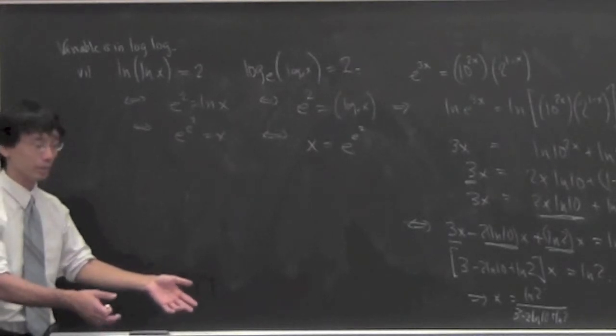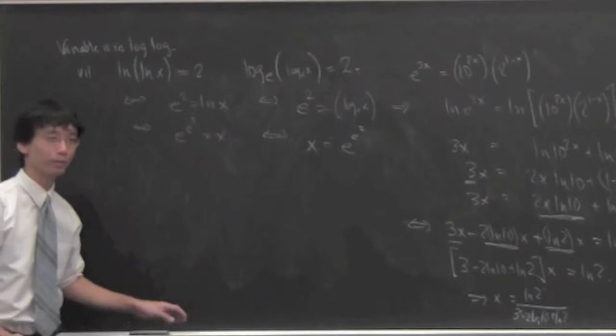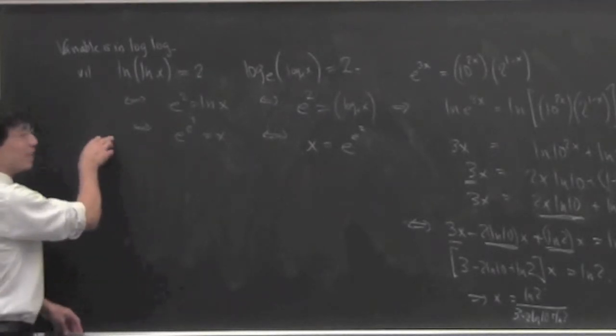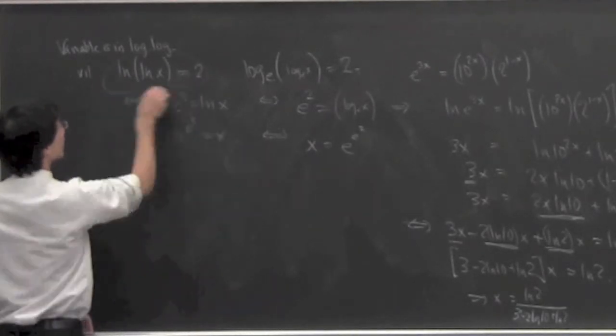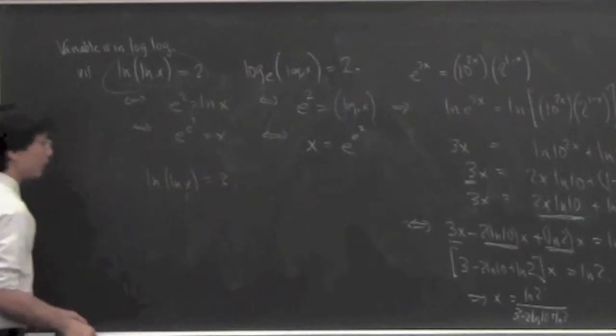You get to the object when you take the coat off. Two coats, you just take the first coat off and then the second coat off. That's all. That's it. Right? Natural log of natural log of x equal to 2.